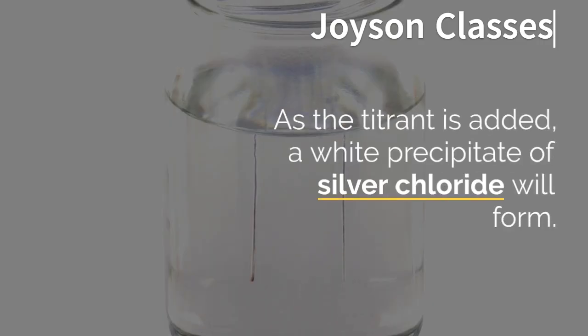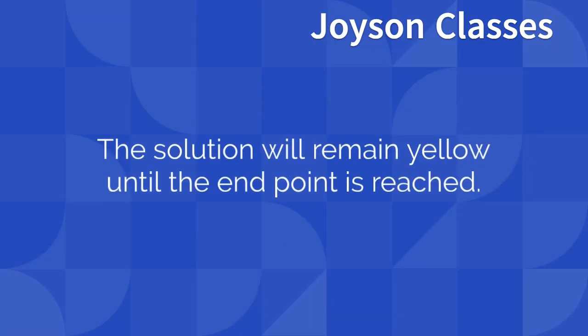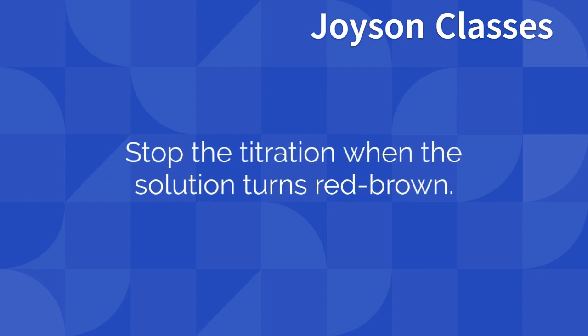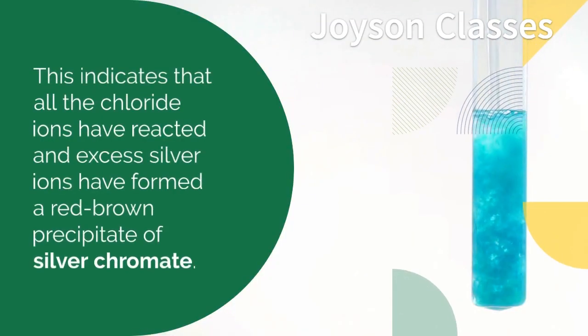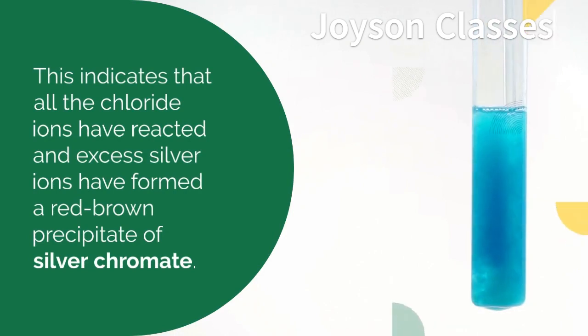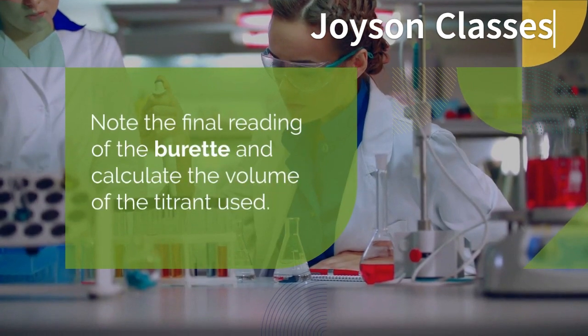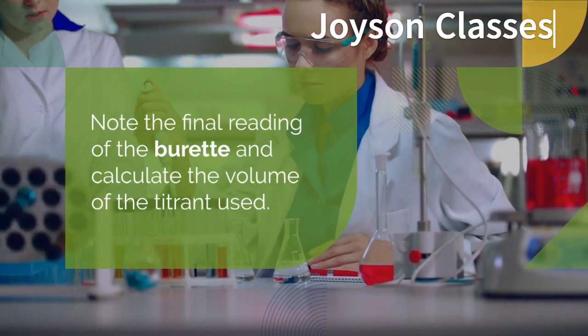As the titrant is added, a white precipitate of silver chloride will form. The solution will remain yellow until the end point is reached. Stop the titration when the solution turns red-brown. This indicates that all the chloride ions have reacted and excess silver ions have formed a red-brown precipitate of silver chromate. Note the final reading of the burette and calculate the volume of the titrant used.